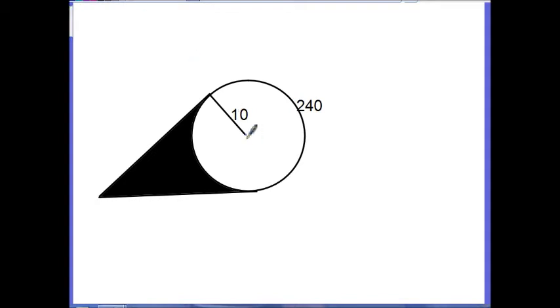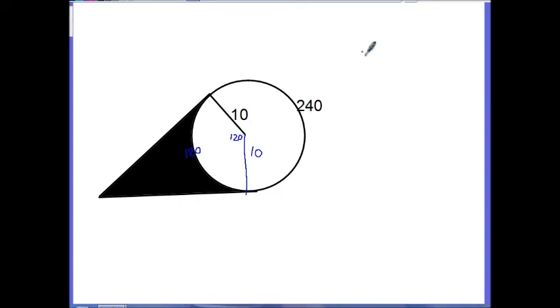So here's what I would do. What I would do is I would draw in another radius. All radii are congruent. Since my arc here is 240 degrees, I'm left with 120 degrees. And if my arc is 120, so is my central angle.